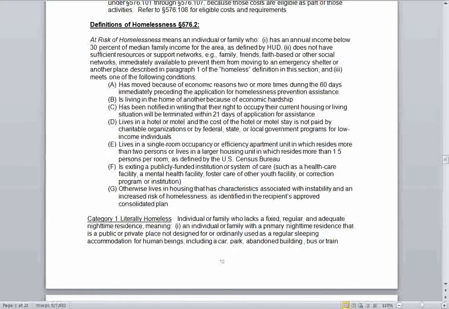After reading the program guidelines, if you have additional questions or need additional clarification, please feel free to contact an ESG staff member at 502-564-7630. Thank you.